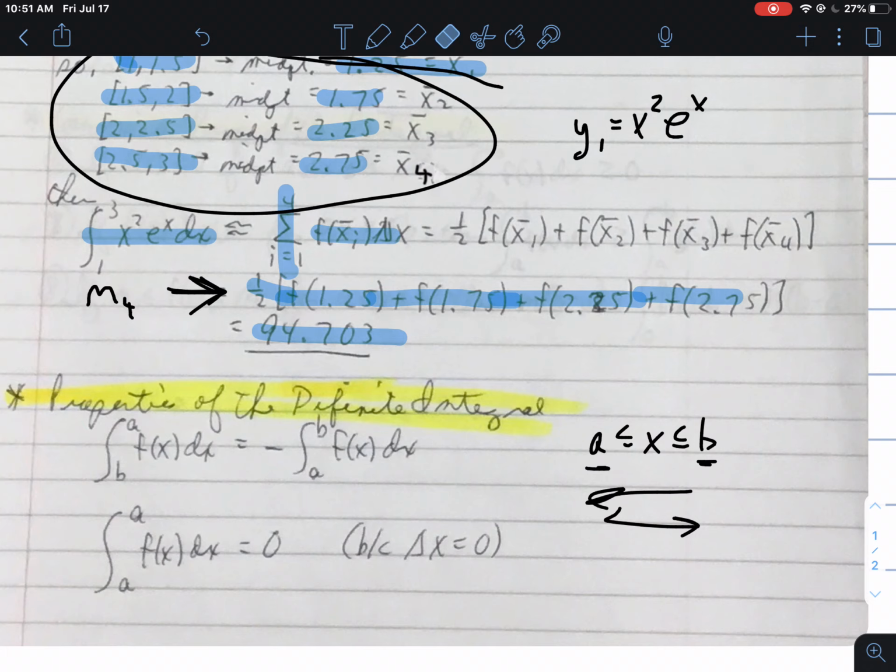The next property, the integral from A to A of f of x dx equals 0. Right, so if my left and right endpoint of my interval are the same, I'm going from A to A, I haven't gone anywhere, right? So my delta x, the width of our interval, is 0. And if delta x is 0, then the width times the height would be 0. I don't care what the height is. So the integral from A to A of f of x dx equals 0 because the interval has no width.